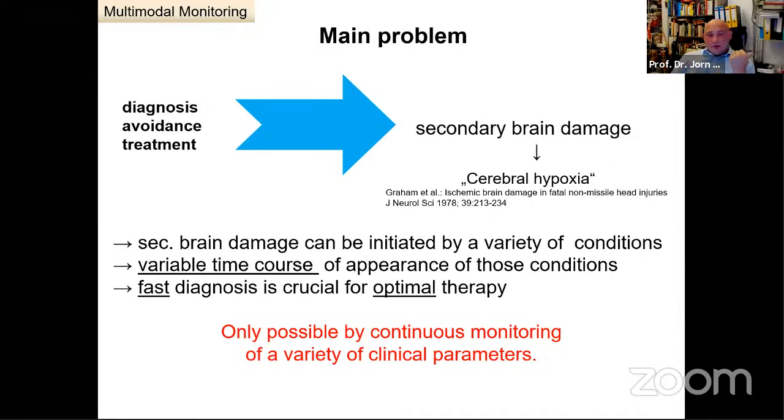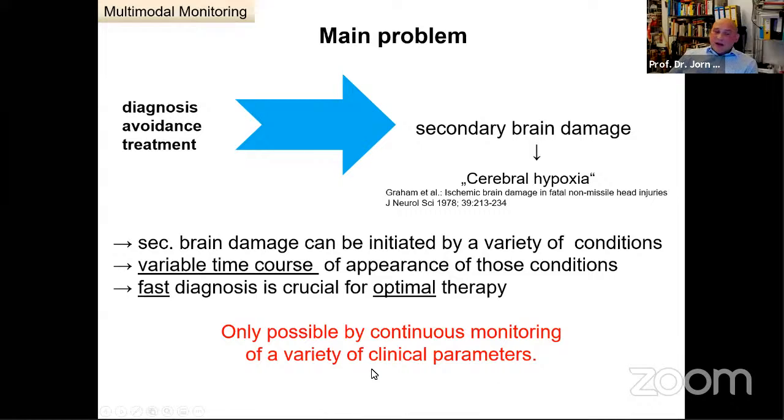So the main problem is we want to avoid problems. We want to diagnose problems, and we want to start a certain treatment for those problems. And it's mainly circulating around secondary brain damage that we want to avoid. And this is very often related to cerebral hypoxia. So there's a variety of conditions that can actually cause secondary brain damage. They have a variable time course, and they need to be fast. The diagnosis of them needs to be fast. They have to be quickly diagnosed, and this is very crucial to instigate an optimal therapy.